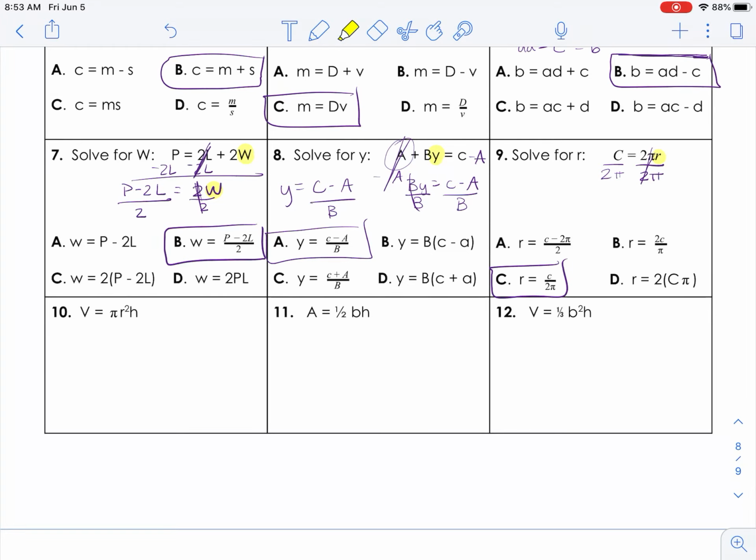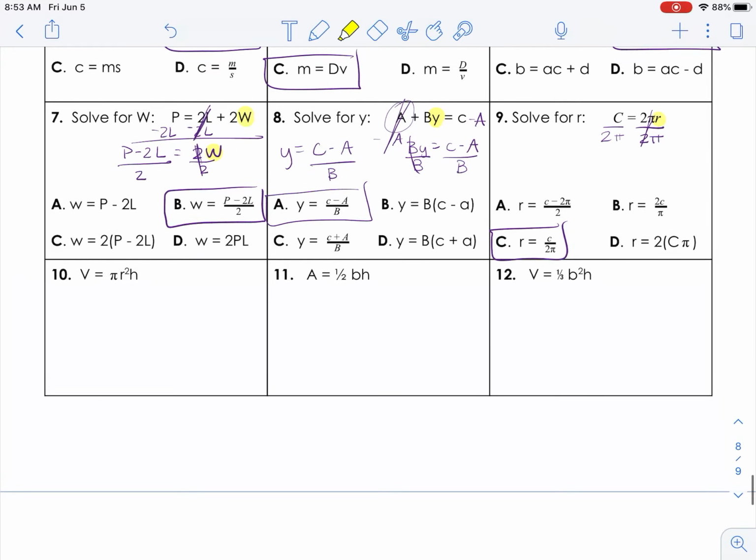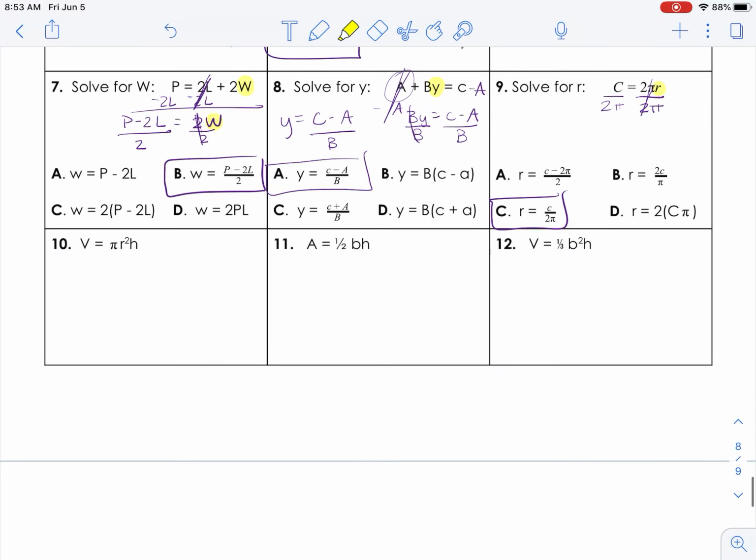Number 10, these are not telling us what to solve for, but rather they're formulas. So if you saw one of these and you were trying to solve for a specific variable, you should be able to arrange it to solve for whatever you need. So let's say I was solving for h here. I would divide by pi r squared on both sides. And then I've just changed that formula to fit my needs.